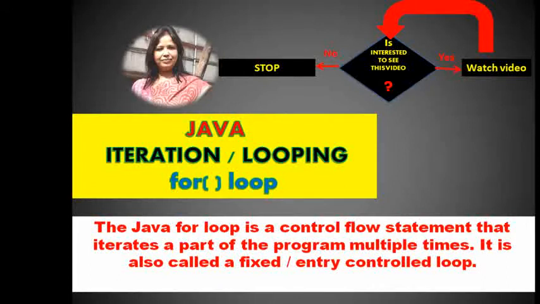It is also called a fixed loop because the for loop knows in the very beginning only how many times it is going to perform the loop body. And it is also called an entry control loop because in this loop the condition is tested first, and if the condition is true then it enters into the loop body. So it is called an entry controlled loop.